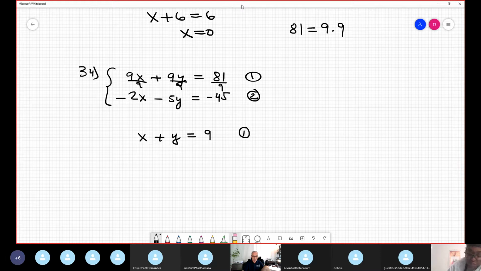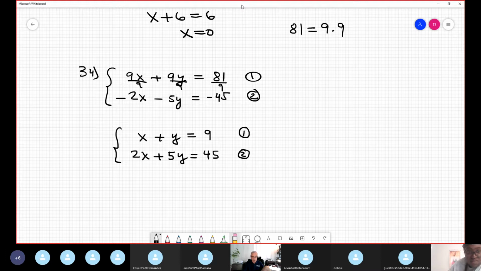However, in equation 2, I have no common factor to simplify. However, there is no reason to have a minus. I don't like minus. So, if you multiply the entire equation by negative 1, or divide by negative 1, it doesn't matter, it's the same. You have 2x plus 5y equal 45. Okay, and this system is equivalent to the original. It's the same mathematical object. However, it's easier, at least for me.